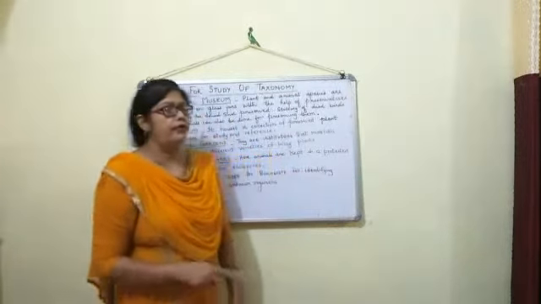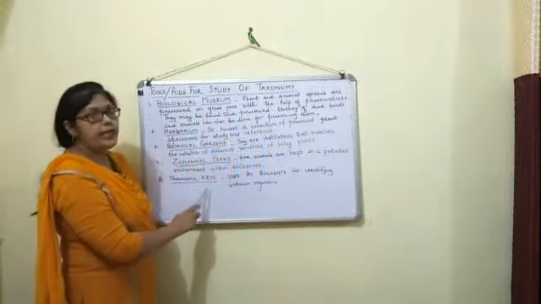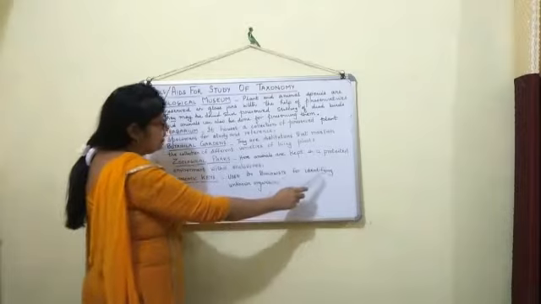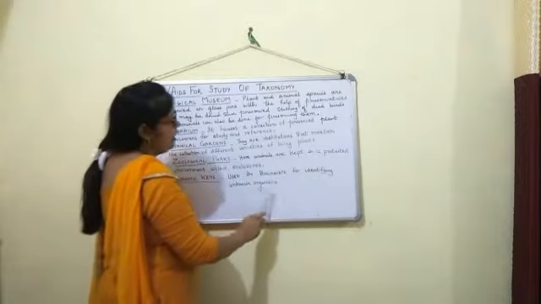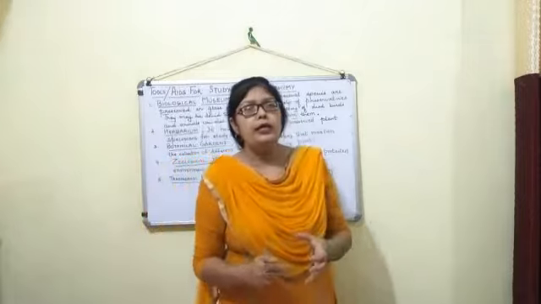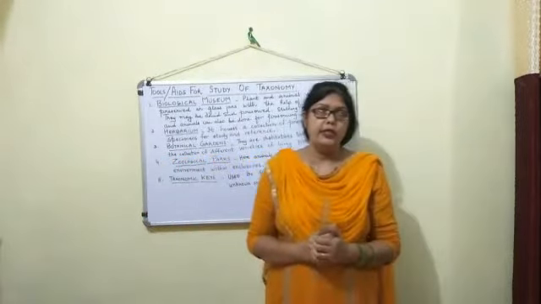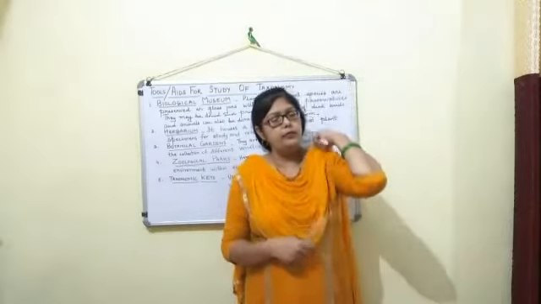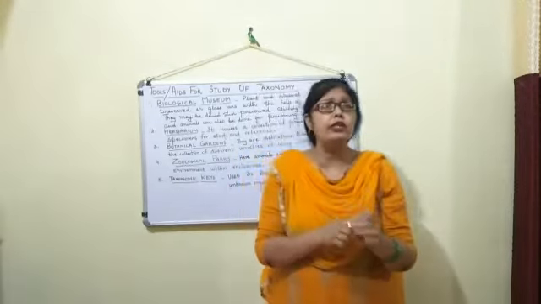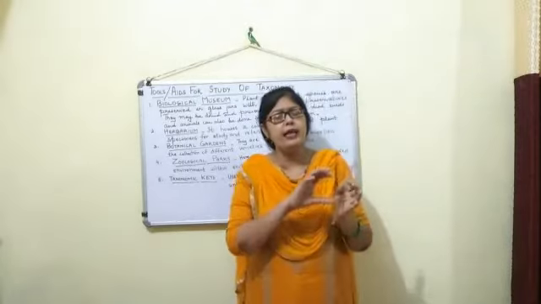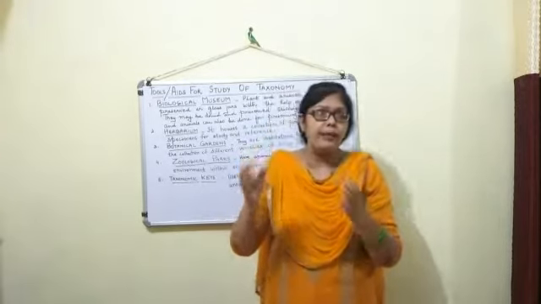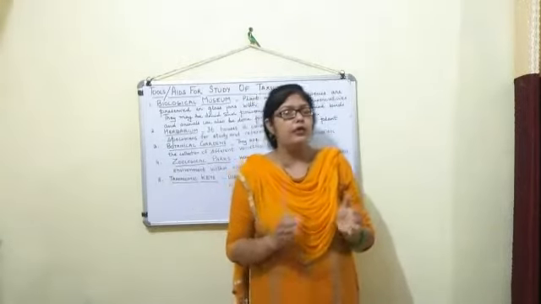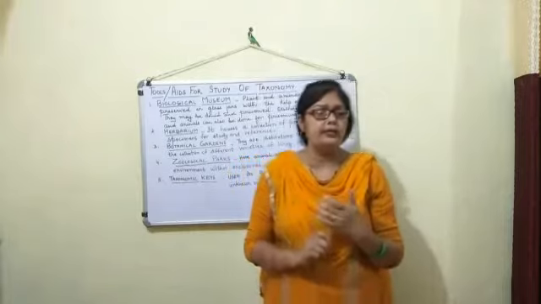Then the last tool that we are going to study are the taxonomic keys. Now, taxonomic keys are used by biologists for identifying unknown organisms. Now, suppose a new plant has been discovered. Now, with the help of a taxonomic key, the biologist tries to find out exactly which class or which family this particular plant belongs to. So, taxonomic keys are used for the identification of plants and animals.